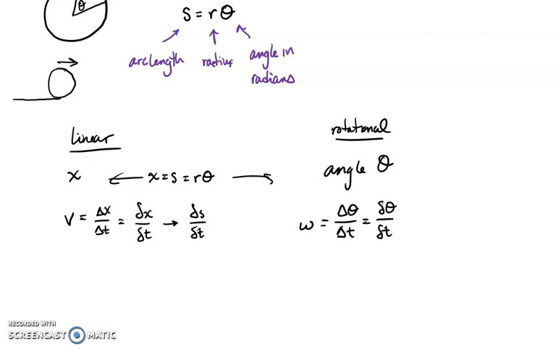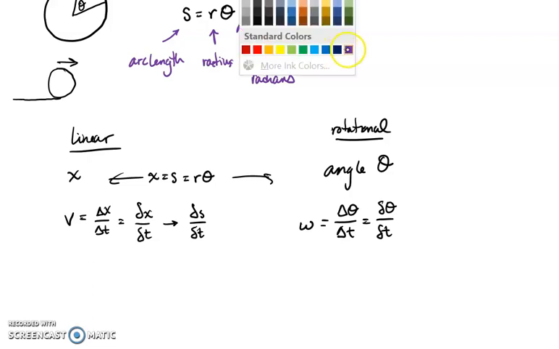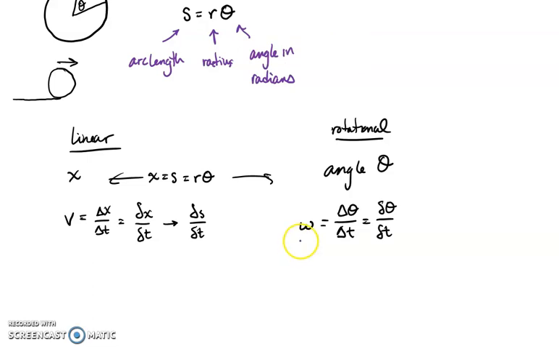So I'll make a little note of that. But it's basically a w. Just draw yourself a little curly w and you're good. This is angular velocity.